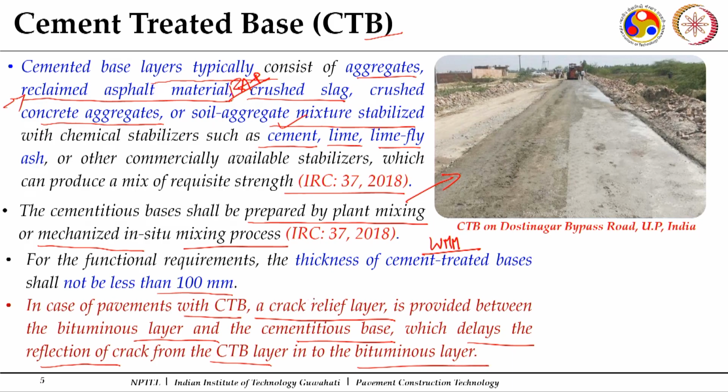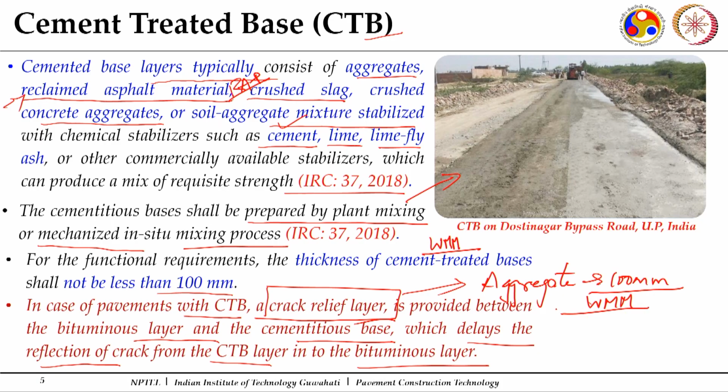Now, what is this crack relief layer? Normally, you can go with an aggregate layer also. A crack relief layer can be in the form of an aggregate layer, which may be of a thickness of say 100 mm, and we can use the gradation which is even recommended for wet mix macadam. So, a 100 mm aggregate layer or other gradations specified by MORTH can be used as a crack relief layer.